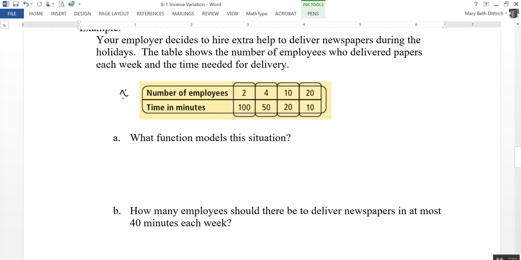So these are going to be my x values. These are going to be my y values. What function models this situation? Well, this is inverse variation, so x times y is going to equal a constant, and I can see by multiplying that's 200. So I could do xy equals 200 or y equals 200 over x. In other words, the number of minutes is going to be 200 divided by the number of employees.